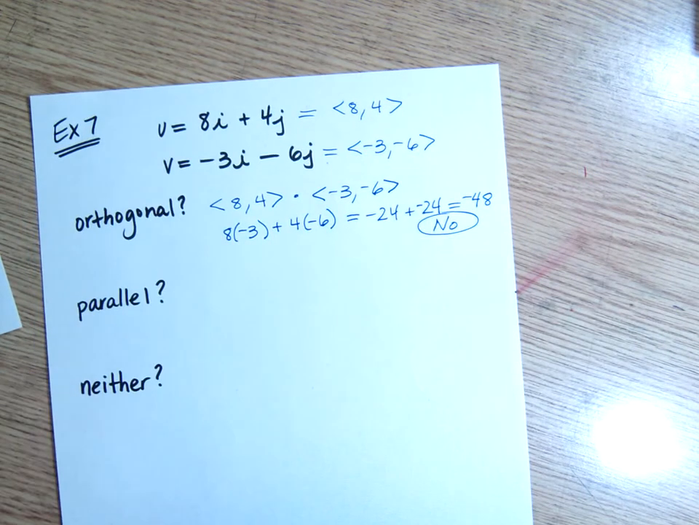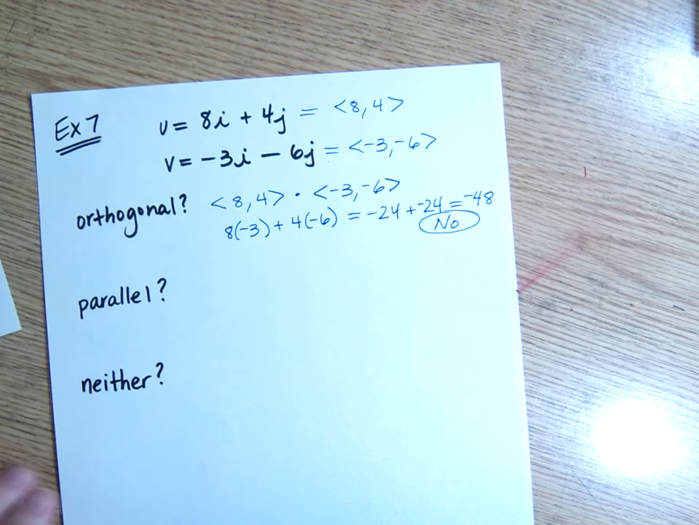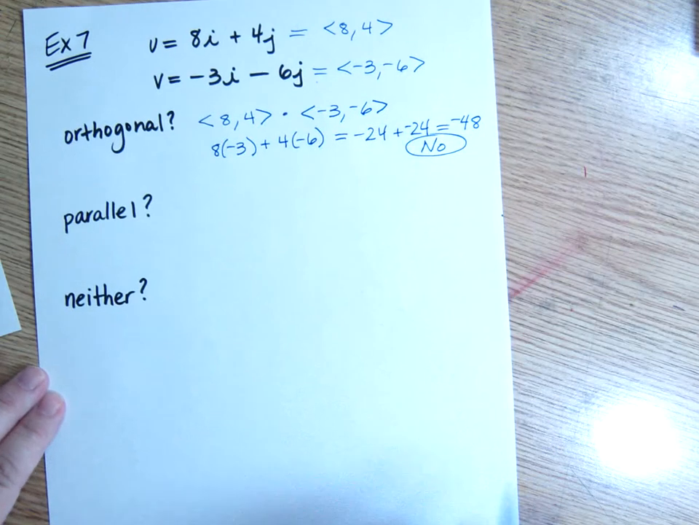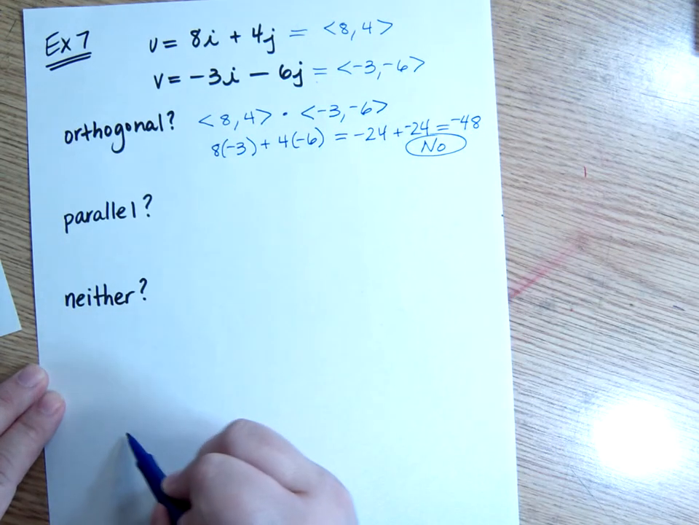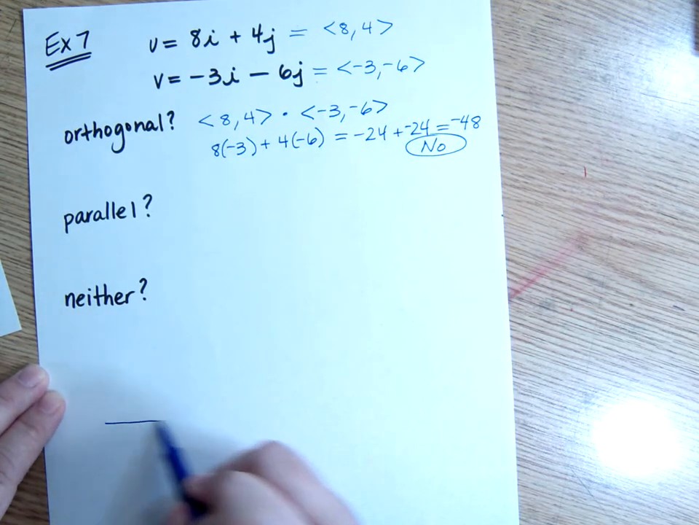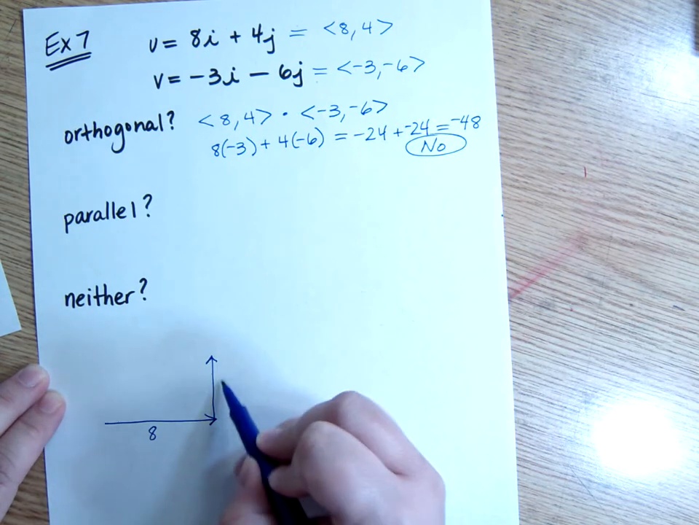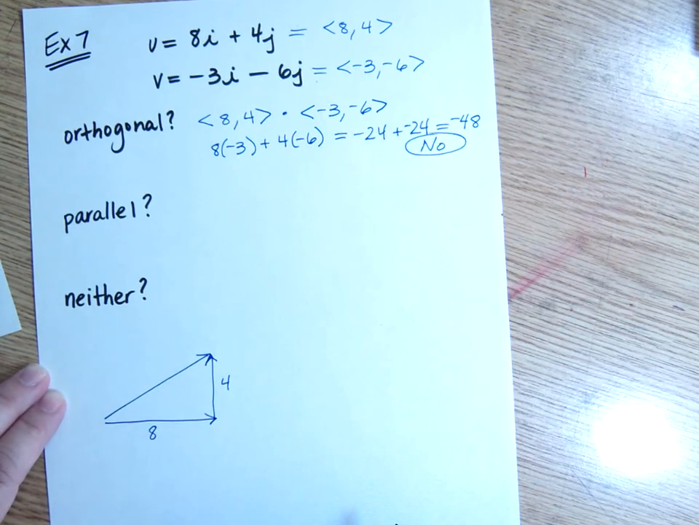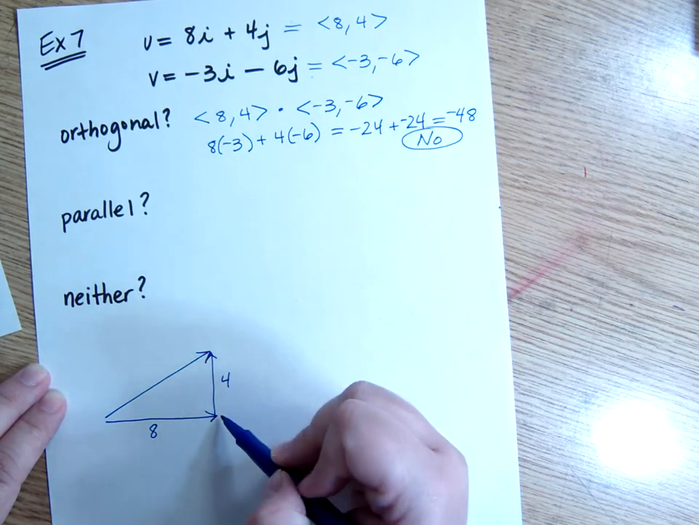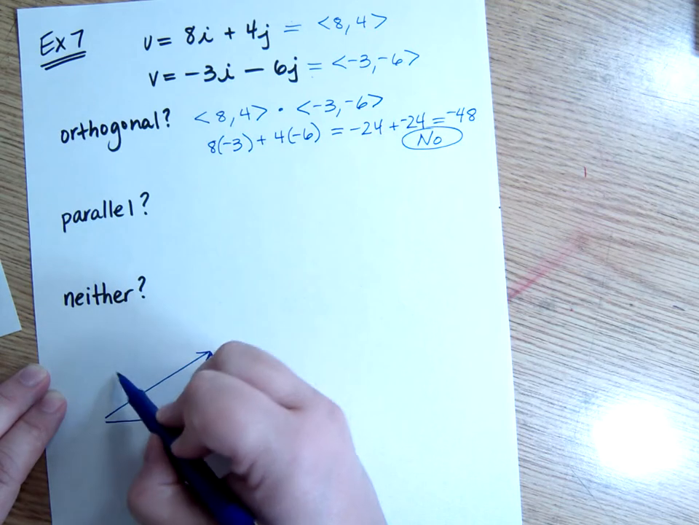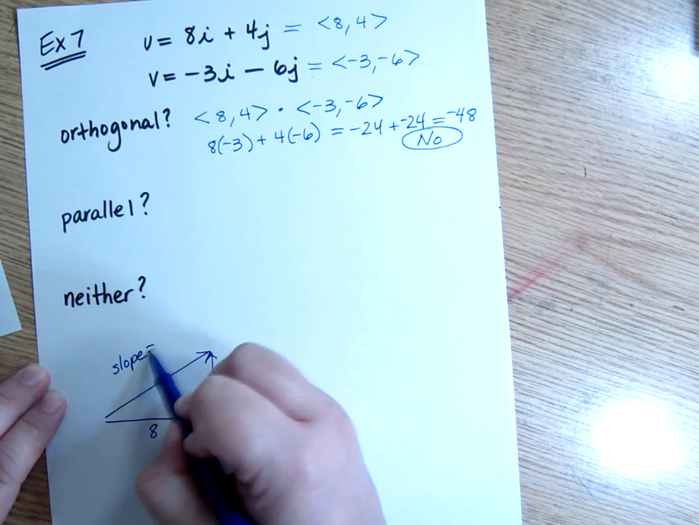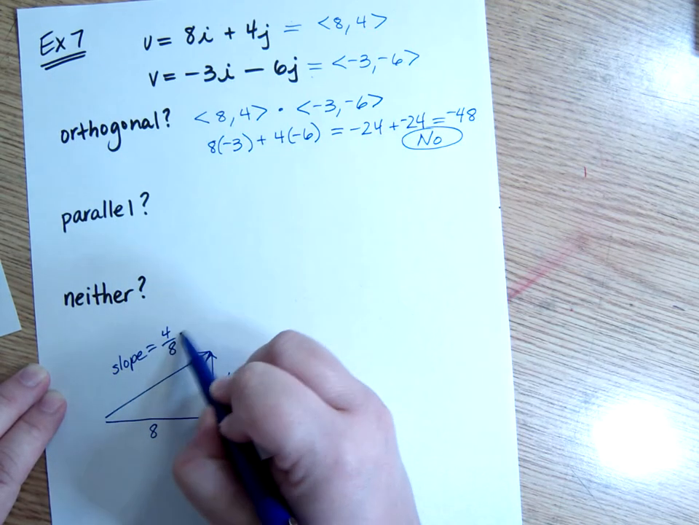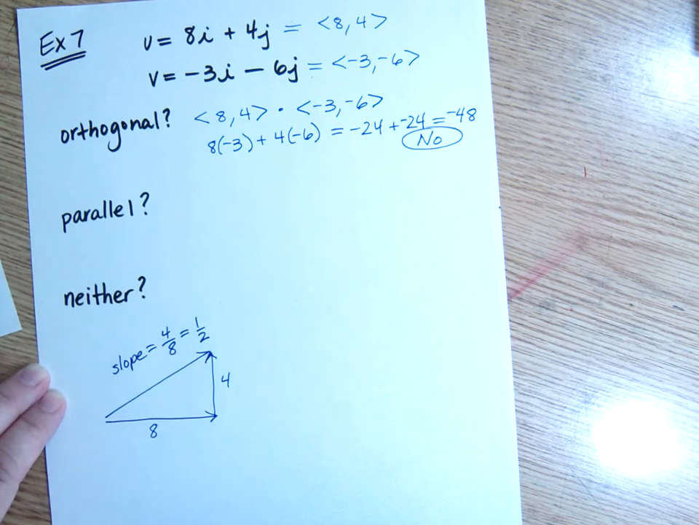Parallel. To me, the easiest way to see if they're parallel is to draw them and think about slope. 8 right and 4 up. That's what 8, 4 is. So it looks like this. Okay? So change in y over change in x, this has a slope of 4 over 8, or 1/2. Remember, things that are parallel have the same slope.